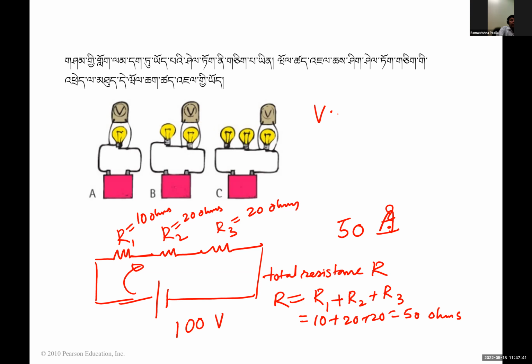Okay. So then voltage is 100 volts. The total resistance, which we got by adding R1 plus R2 plus R3, is 50 ohms. So what is the current?